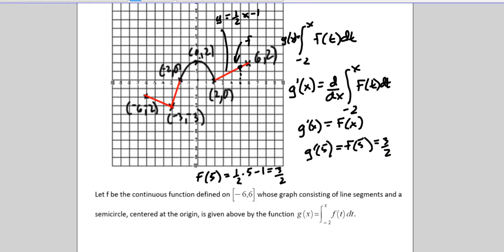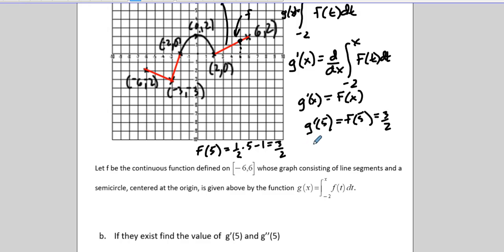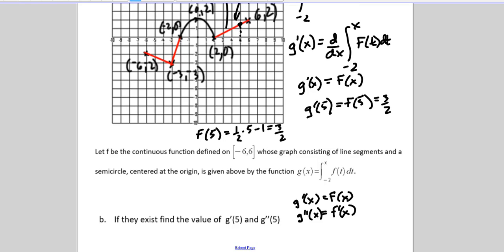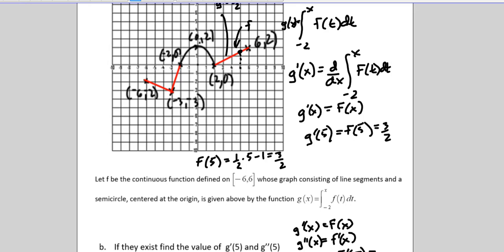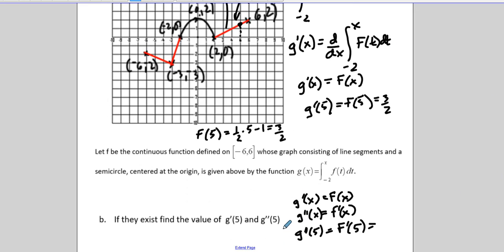Then g double prime of 5. Well, if g prime of x equals f of x, then g double prime of x has to equal f prime of x. Well, what's f prime of x? It's the slope of the tangent line. So g double prime of 5 equals f prime of 5, which is the slope of the tangent line of the graph of f at 5, and we just found the slope of this to be 1/2, 2 over 1 up. So our answer there is 1/2.